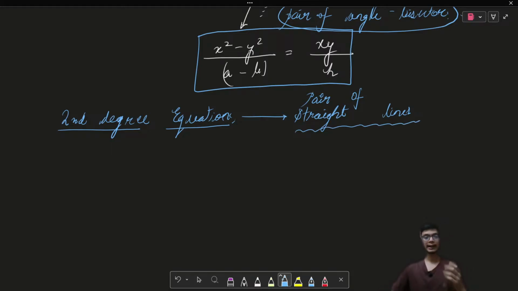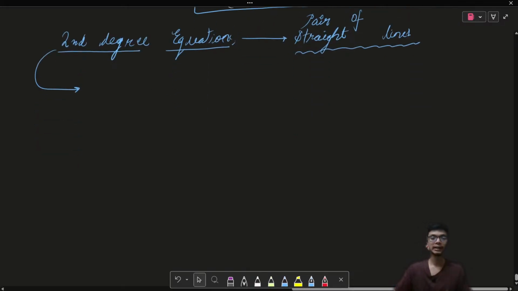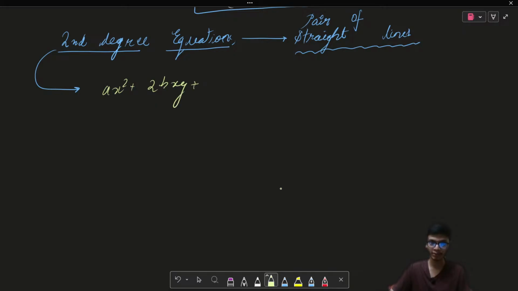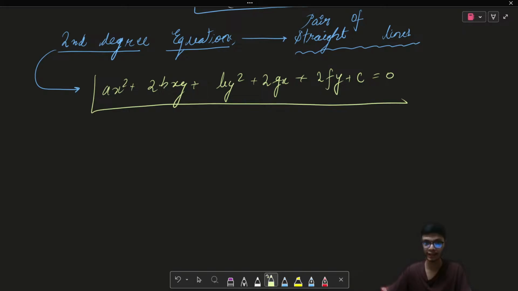Okay, so let us try to write down the general second degree equation. We can write the second degree equation in x and y as ax square plus 2hxy plus by square plus 2gx plus 2fy plus some constant c is equal to 0. Let me follow the standard, as in generally standard books it is given as 2gx plus 2fy plus c equal to 0. So this is the general second degree equation in x and y, right?